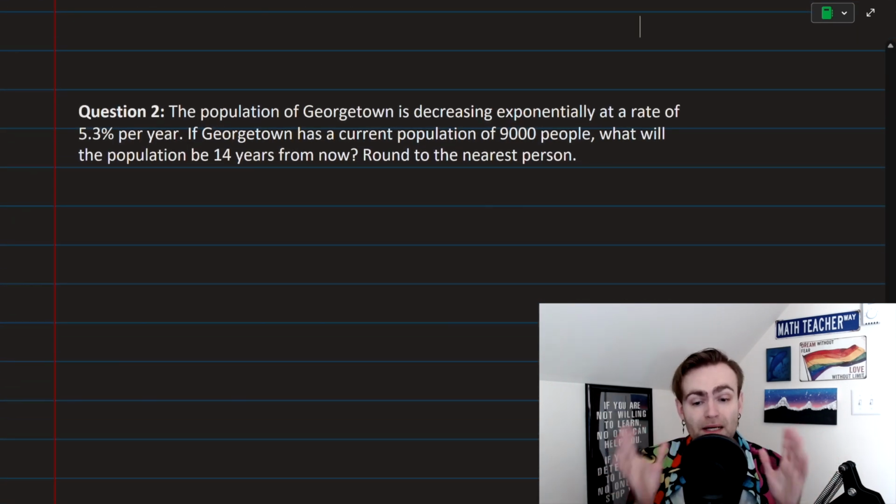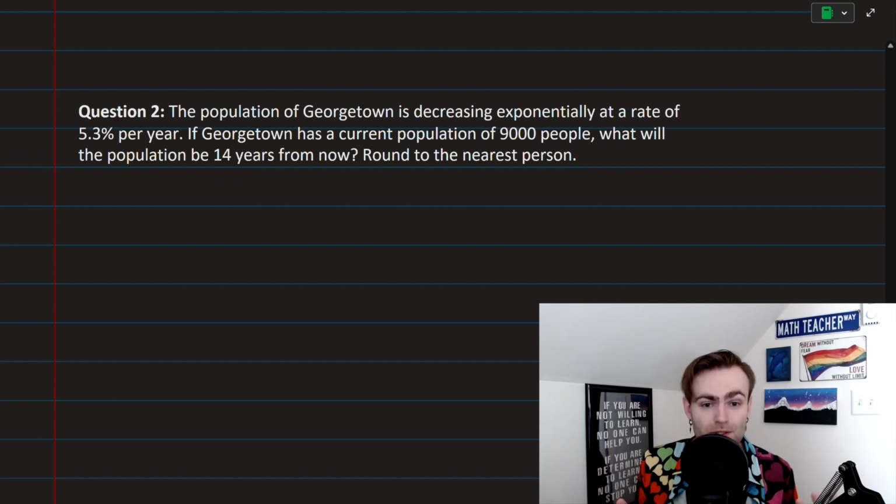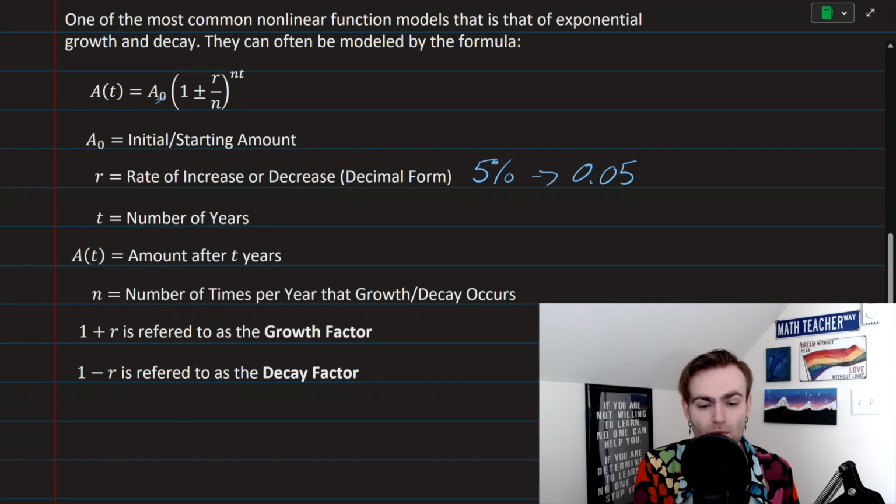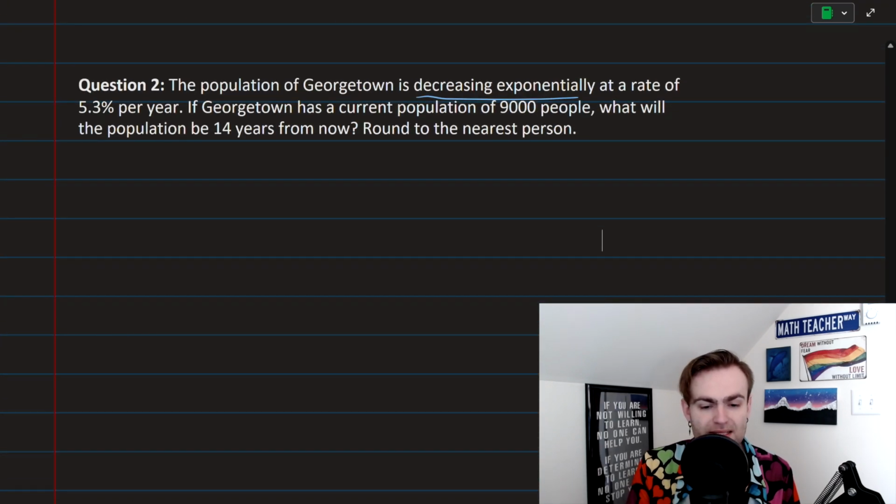Whew, that's a lot. But it'll help you when writing an equation or interpreting equations like we did in question 1. So question 2 is the population of Georgetown is decreasing exponentially. So we're going to use this style of equation to model at a rate of 5.3% per year. If Georgetown has a current population of 9,000 people, what will the population be 14 years from now? We need to round to the nearest person. So we're going to set up the equation here, and then I'll pull up a calculator and we can actually evaluate it.